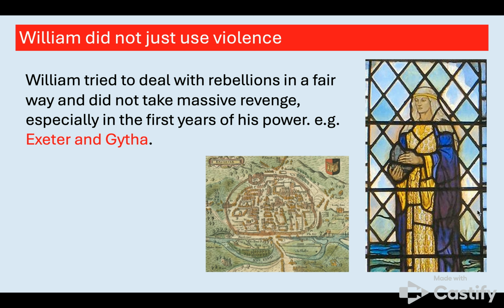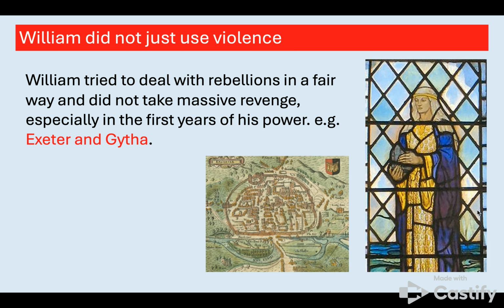So first of all, we can argue that William tried to deal with rebellions in a fair way and did not take massive revenge, especially in the first years of his power. So our best example for this is in Exeter, where the first major rebellion happens with Gytha. Remember, that's Harold Godwinson's mum. And William was incredibly lenient. He could have been a lot more violent in controlling the situation, but he actually forgives the rebels.